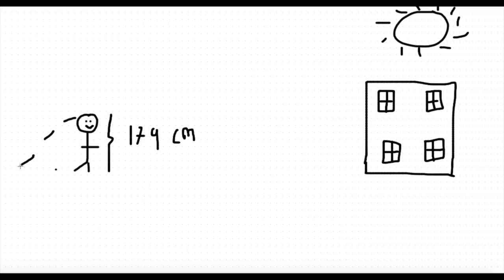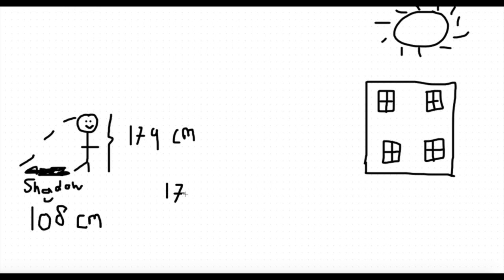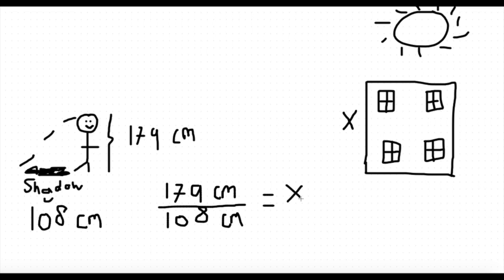And now we needed to measure the shadows, and now since it was the same time of day, both my shadow and the building's shadow would be similar. So my shadow was equivalent to 108 centimeters, and now we draw our ratio with it, which is 179 centimeters over 108 centimeters. And now we just needed to find the height of the building. So to do that, we need to find the shadow.